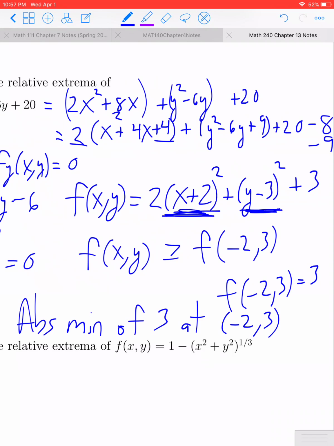You can also quickly realize that this function will not have an absolute maximum. By choosing either larger values of x and y, either positive or negative, this function would approach positive infinity, and therefore there would be no maximum for this one.